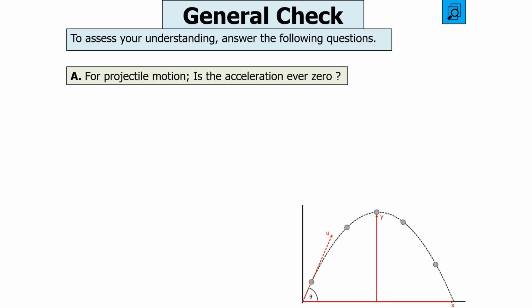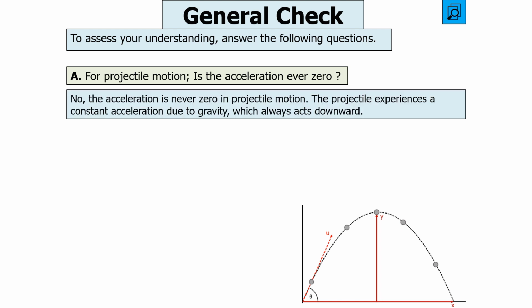For projectile motion, is the acceleration ever zero? So pause the video now, then unpause the video when you want to go through your answer. No, the acceleration is never zero in projectile motion. The projectile will always experience a constant acceleration due to gravity acting downwards.